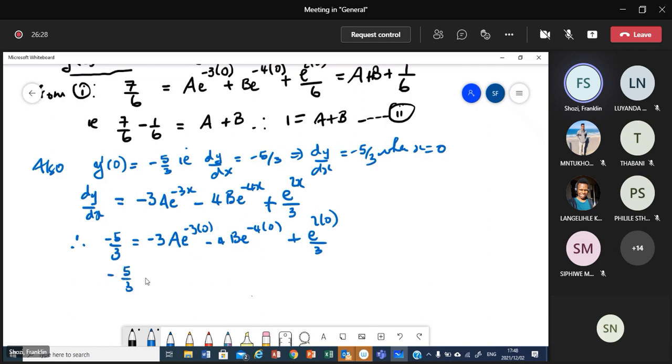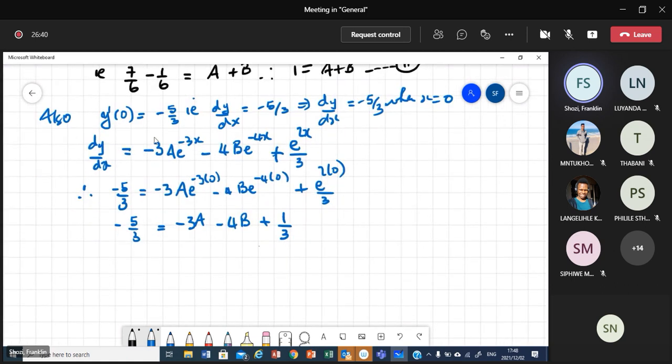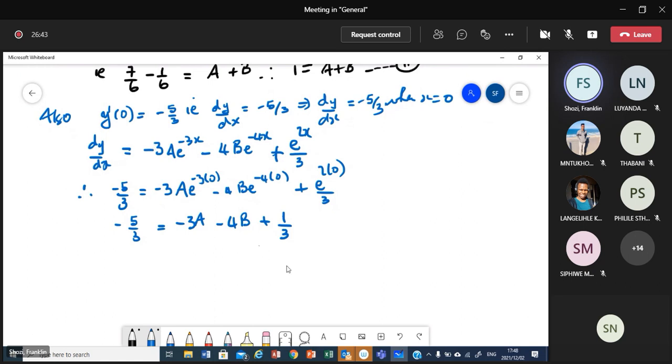That would be minus 5 over 3 equals minus 3a, that will be 1, minus 4b plus 1 over 3. Solve for a and b. If I transpose this, it will be minus 5 over 3 minus 1 over 3 is minus 3a minus 4b. Therefore, this is minus 6 over 3, which is minus 2.